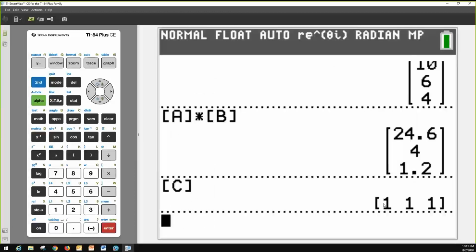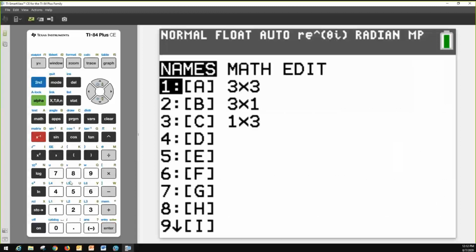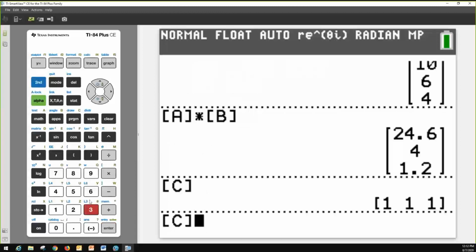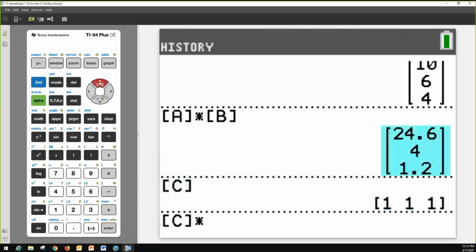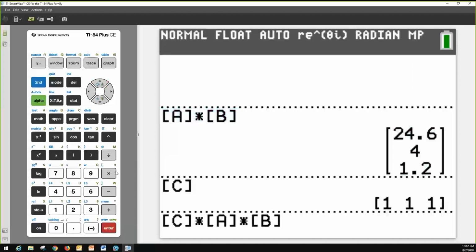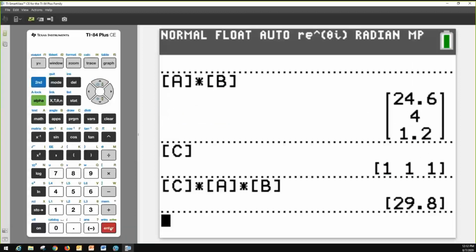If I do matrix C multiplied by that, I'll just get 1 times that, plus 1 times that, plus 1 times that. It's going to add them up for me. So it's kind of a neat way of doing that. So let's do this. Matrix C times, let's see if I can paste these values down, the thing I typed in before. And you can see it's just added them up for me.